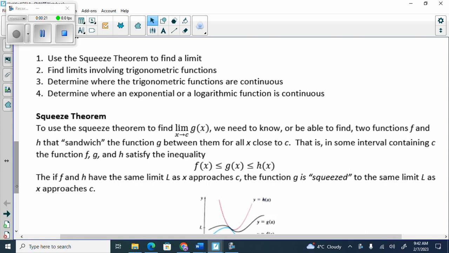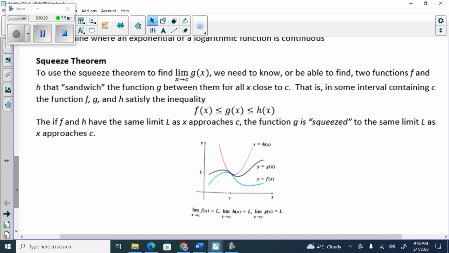That is, in some interval containing c, the functions f, g, and h satisfy the inequality. So basically, f of x is below g of x, and h of x is above g of x, and we're sandwiching g of x. For example, f of x is this blue graph below, h of x is this red graph above, and in between we have sandwiched this g of x graph. The reason we do that is so that we can find the limit as x approaches c of g of x if we can find the limits of the other two functions.